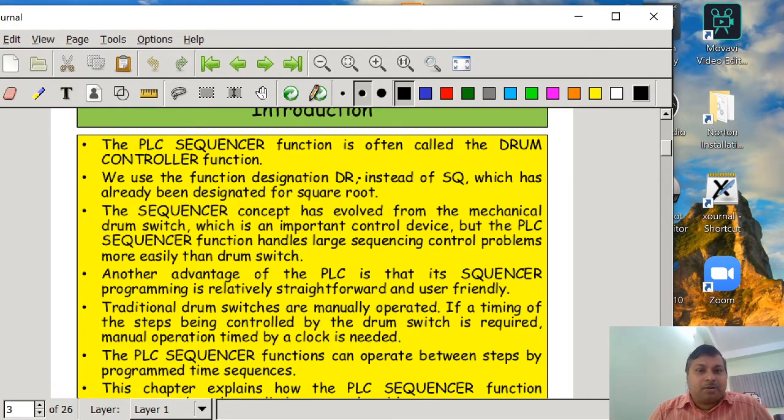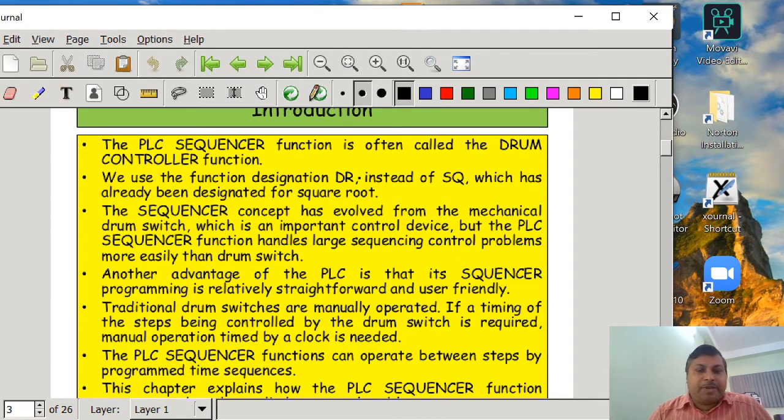The sequencer concept has evolved from the mechanical drum switch, which is an important control device, but the PLC sequencer function handles large sequencing control problems more easily than the drum switch. We are going to understand what the drum switch is, because then the advantages of the PLC sequencer function, as well as how it works, will be clear.